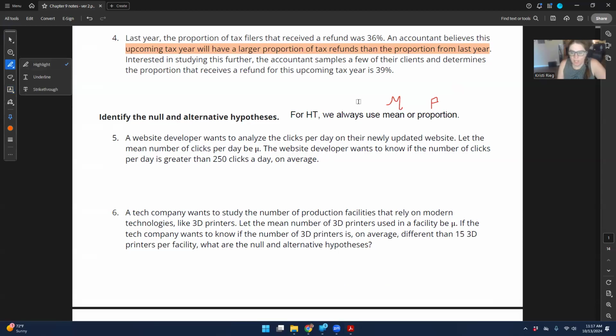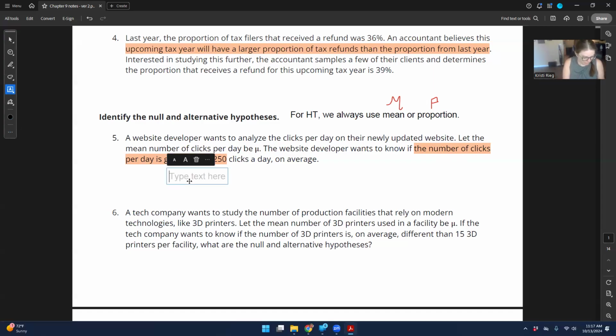Before I start, I want to highlight the claim. The claim is the number of clicks per day is greater than 250. We don't even need the units there. So we're going to use that claim to write our null and our alternative.